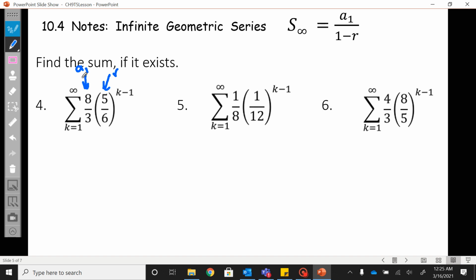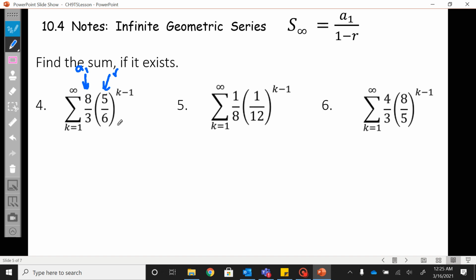Okay, it's very easy because this is the first term, because plugging in 1 turns this entire thing, 1 minus 1 is 0, so this whole thing becomes 1, so that's the first term. And the ratio here, how much is getting multiplied each time, is just this, okay, 5/6. So it's being multiplied by 5/6 to get to the next term. Okay, so this is always A1, this is R.